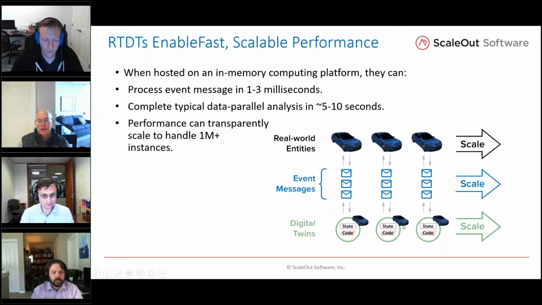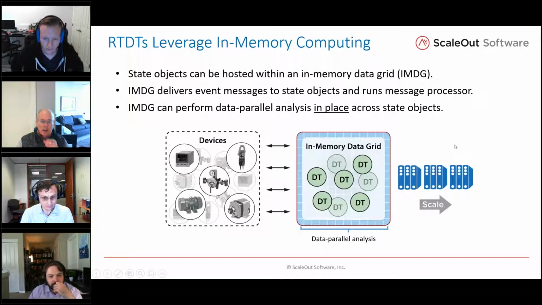And so you see this nice transparent scaling that can scale to hundreds of thousands or a million instances of a real-time digital twin. But we're scaling by adding more digital twins to handle more data sources. And we're leveraging in-memory computing because we're running all of this within an in-memory data grid behind the scenes in our cloud service, where there's an object for every digital twin. And we're scaling that grid transparently to the user who's only concerned about the devices and the logic to analyze what's going on.